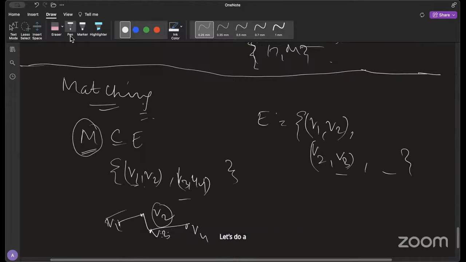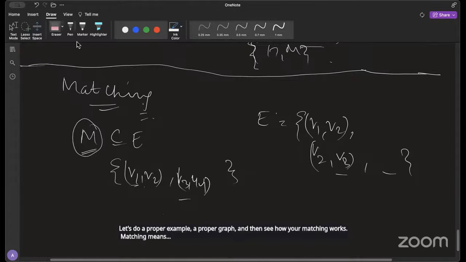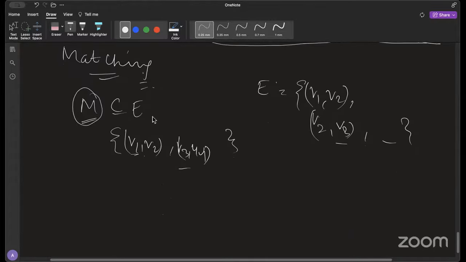Let's do a proper example, a proper graph, and then see how your matching works. Matching is a subset of the set of edges where the edges that you collect are disjoint to every other edge in the matching. Intersection means there should be no common vertices between edges. Between these two edges, you don't have a common vertex. V2 is not common, V1 is also not common. No vertex is common here, right?